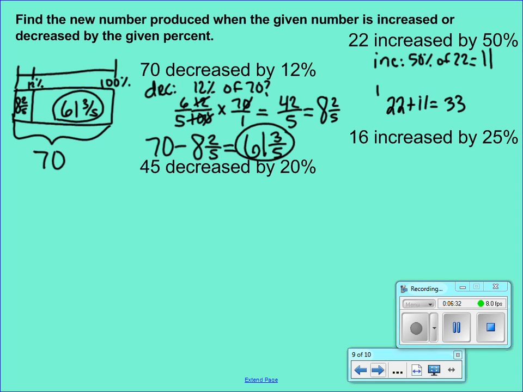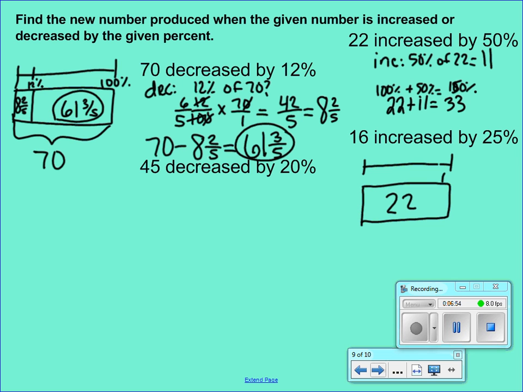So 22 is our 100% or our base. 11 is our 50%. So our answer is actually 150% of 22. Right? Let me show you down here how we would model this if we wanted to model it. We would say 22 is 100%. If I wanted to add on 50%, then I need to find out what is 50% of 22. We know it's 11, and our total would be 33.